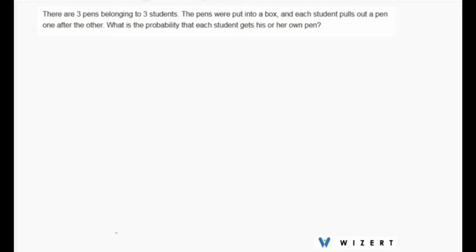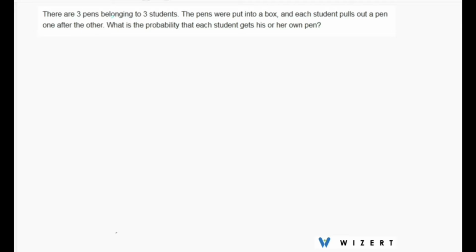We have this question here. There are three pens belonging to three students. The pens were put into a box and each student pulls out a pen one after the other. What is the probability that each student gets his own or her own pen?